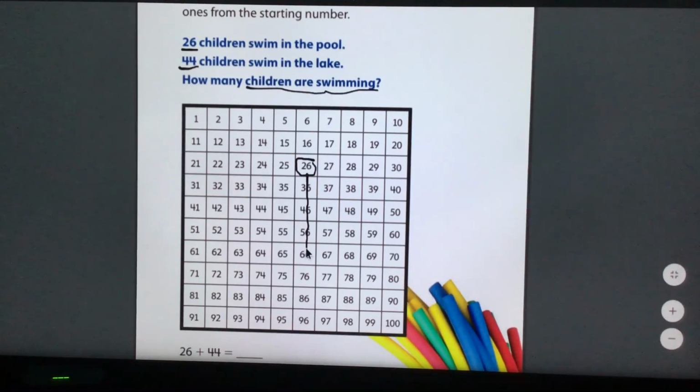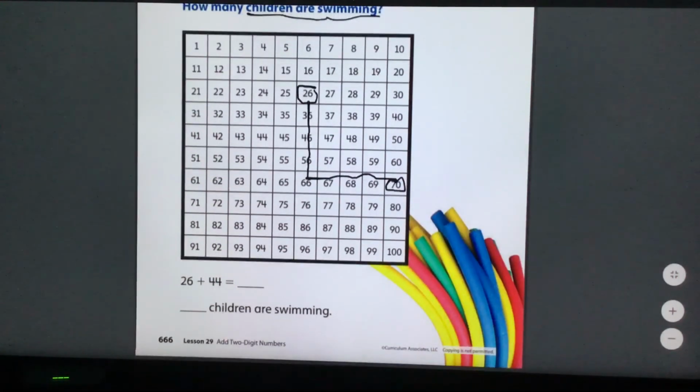That's not the answer. I still now have to count my ones. 44 has 4 ones, so I'm going to go over 4 spots, because when you move across, you're counting by ones. So 1, 2, 3, 4. Your answer would be 70. So 26 plus 44 equals 70. 70 children are swimming.